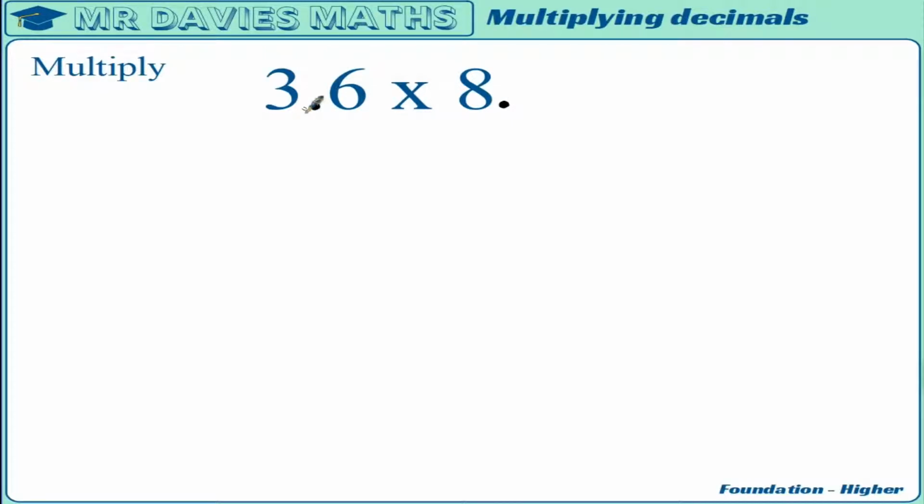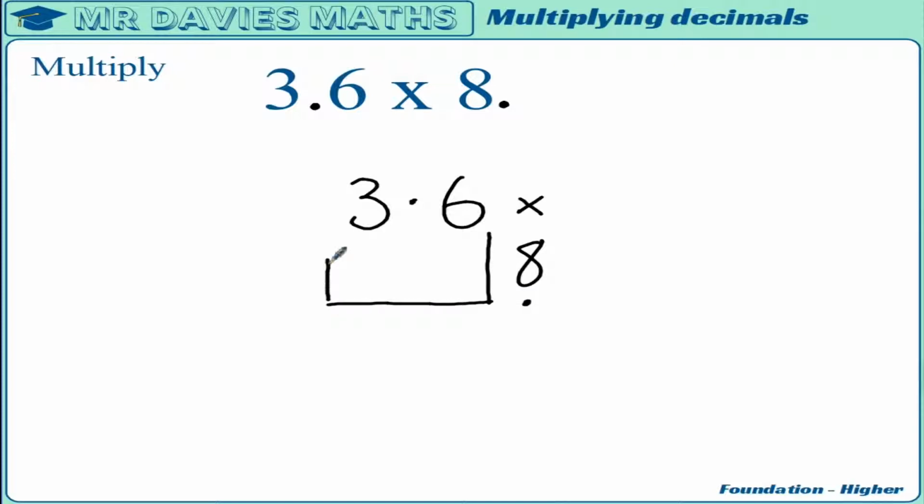Now I can put this into my Chinese grid. So here we go. I've got 3.6 multiplied by 8 point. Don't forget the point because I'm going to need that in a short while. Here comes my grid, and I've got two values there, so don't forget the vertical split, and I've only got one value here, so I don't need to split it horizontally in any way. Don't forget the diagonals, top right to bottom left.